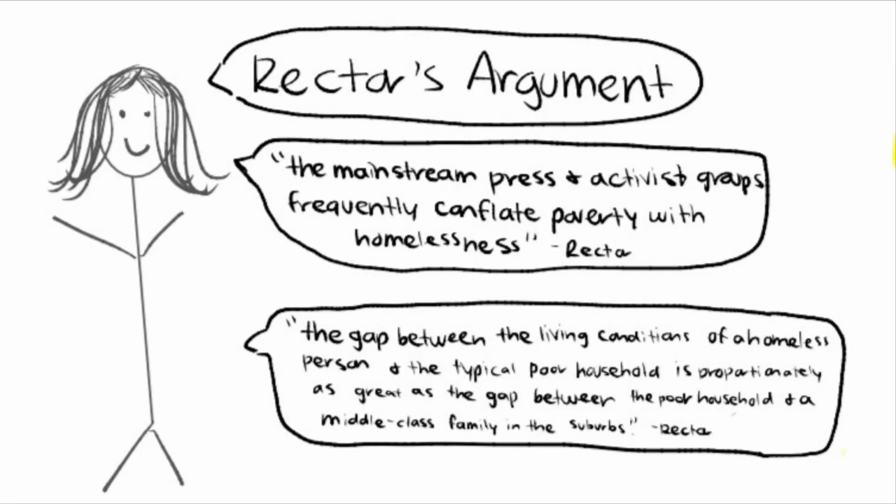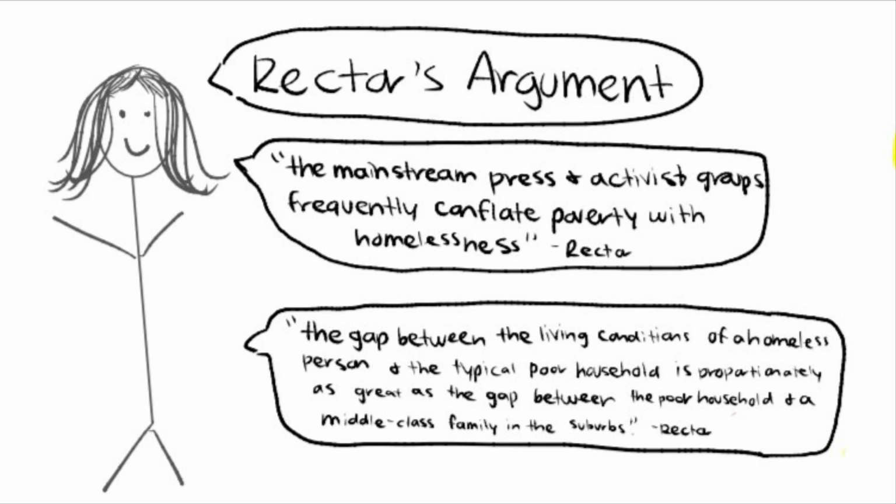Who's Rector? Rector argues that when we exaggerate the living situations of people in poverty and insinuate that poverty has not gotten better over the last few decades, then it's hard to create policies that alleviate the living situations of those in poverty today. Rector has noted that the mainstream press and activist groups also frequently conflate poverty with homelessness.